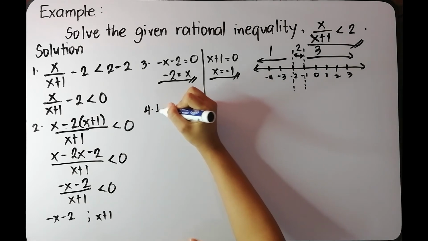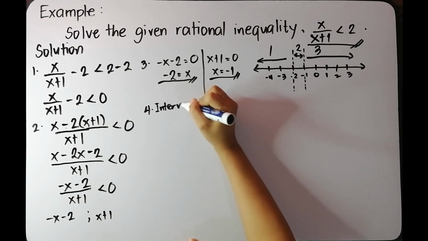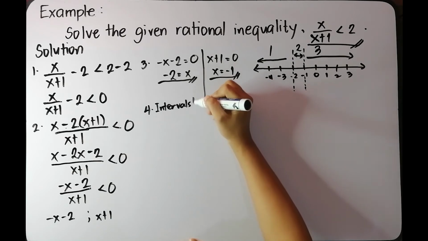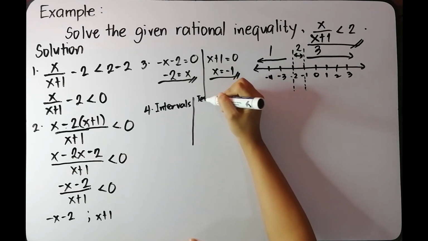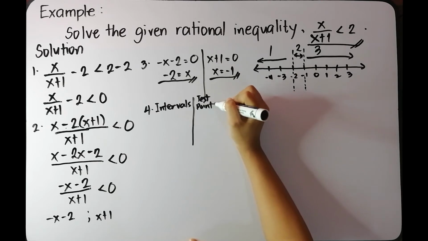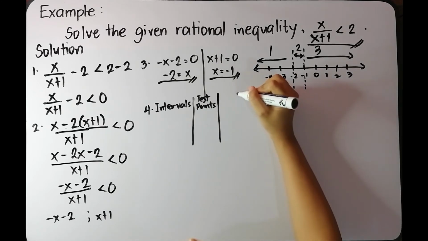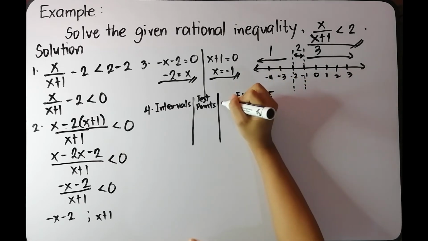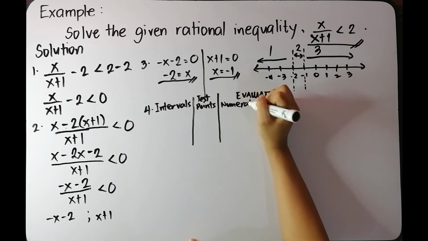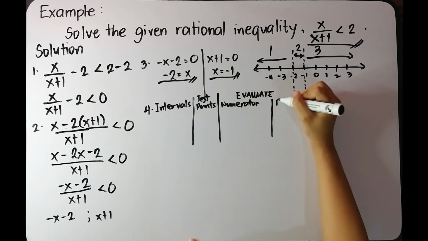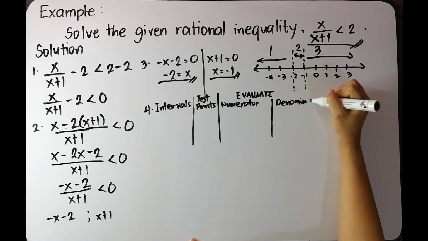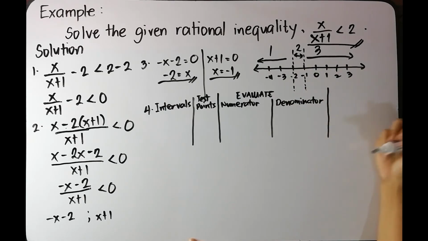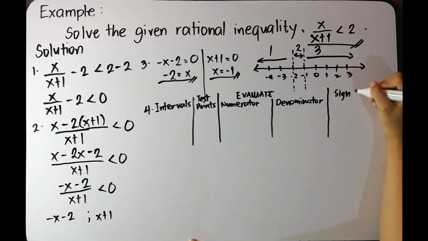So we can write the table. So we have the four intervals here, then the test points. Third, evaluate. Evaluate what? Your numerator and denominator. And for the last part of the table, we have to get the sign of the quotient.